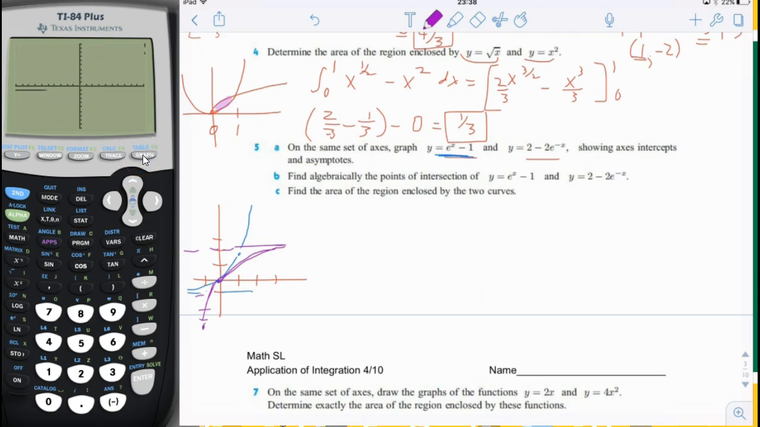Now I'm going to graph this. So there's my blue curve. And then where's my purple? Oh, there's my purple curve. So I'm going to zoom in a little bit because I can't really see anything there. So I'm going to put negative 4, positive 4. Now let's graph it.